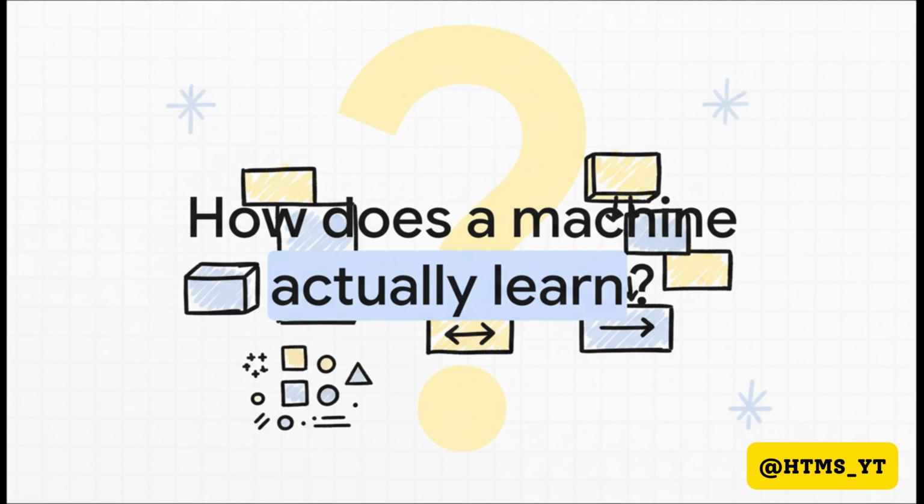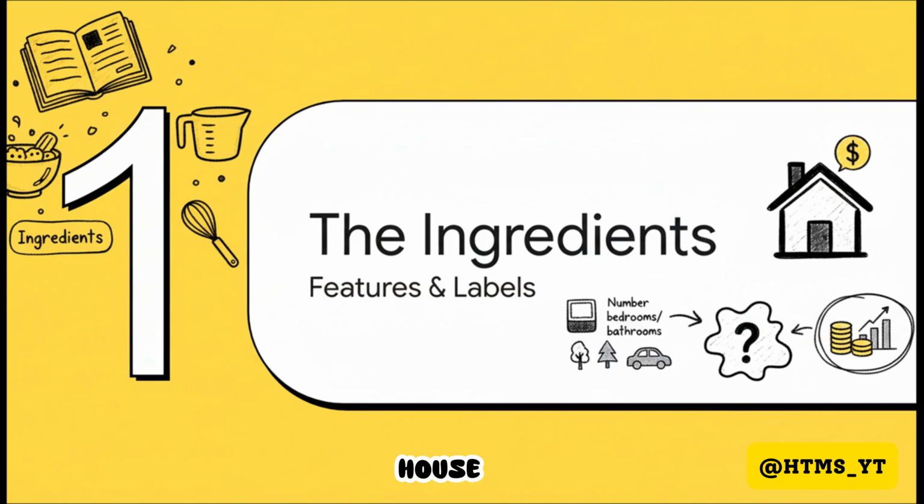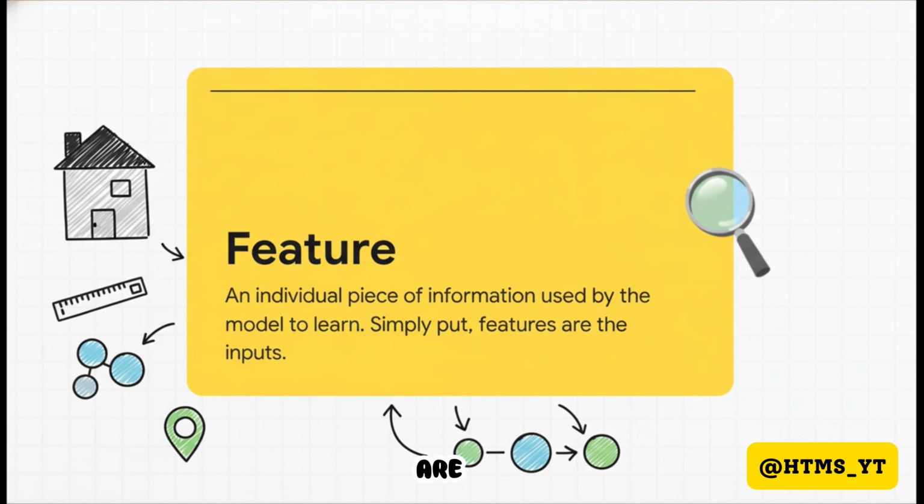In the world of machine learning, this information comes in 2 main flavors, features and labels. Think of them as the flour and sugar for our recipe. And to make this super clear, we're going to use one simple example the whole time, predicting the price of a house. All right, first up are features.